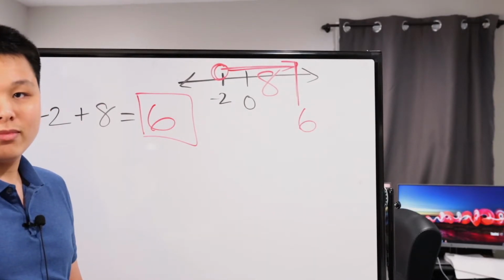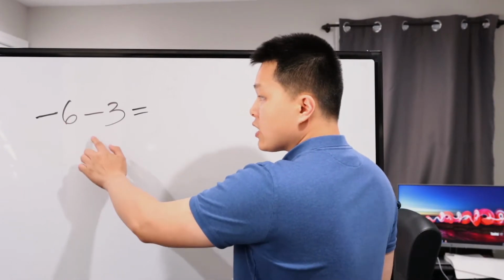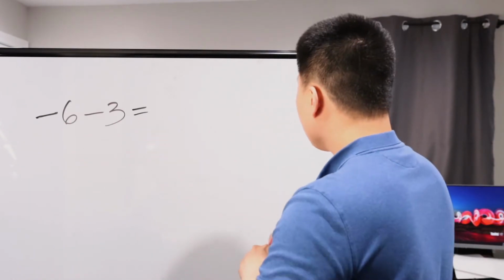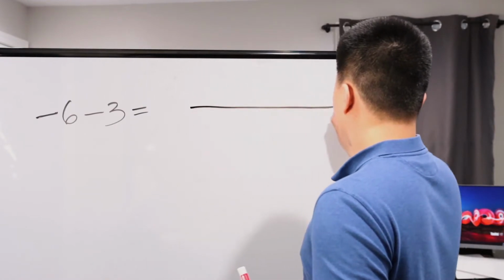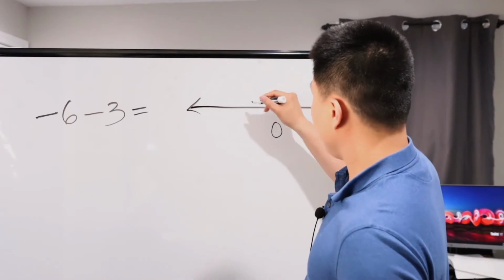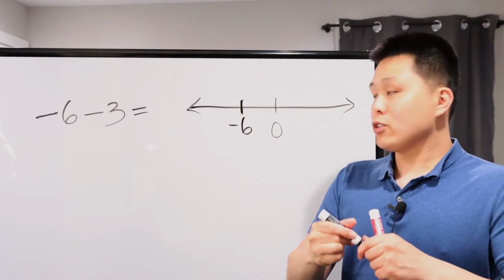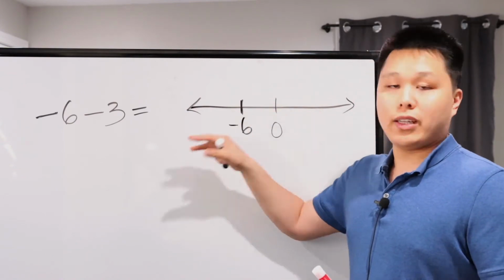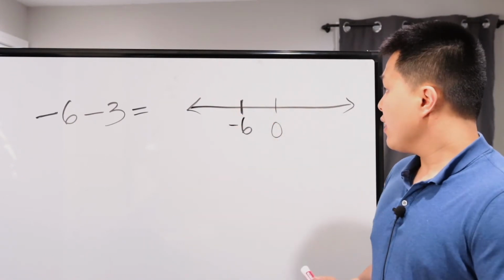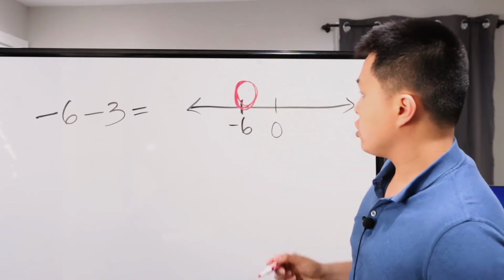So for this problem, we actually have a subtraction problem. So we have a negative 6 minus 3. Once again, we're going to start off with the number line. Let's just draw one right here. We have our 0. And let's just say our negative 6 is like right here. Right? Of course, it's not drawn to scale, but I mean, we know that negative 6 is going to be somewhere on this side. That's our starting point. So let's just do it right here. This is our starting point.